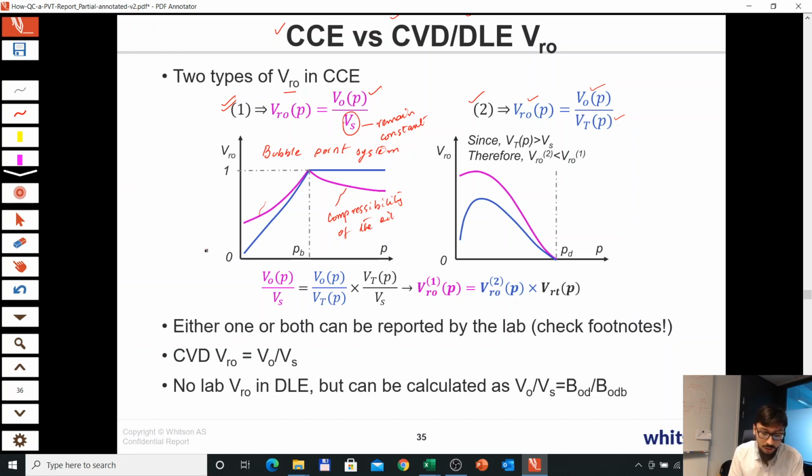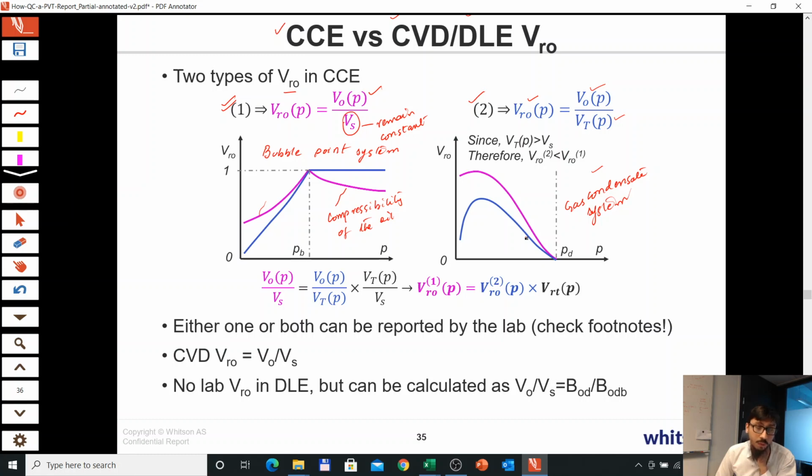And similarly, on this right hand figure, again we have the same comparison, but now for a gas condensate system. Again here we can see how the two types of relative oil volume look for the gas condensate.